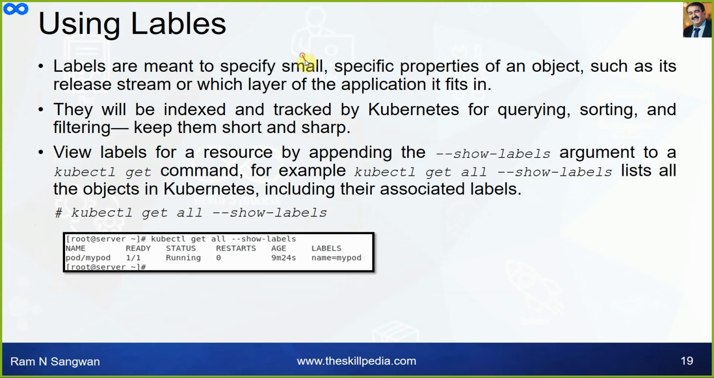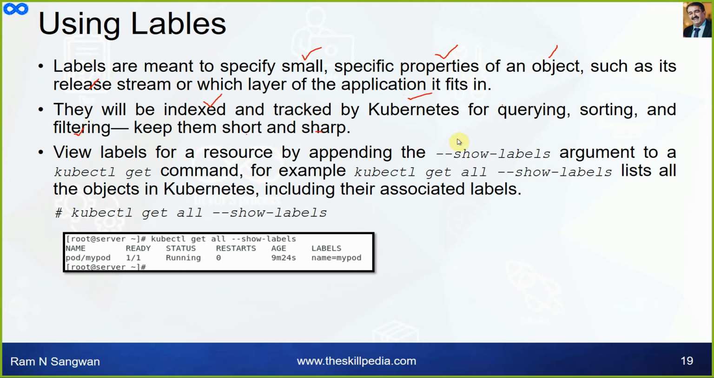Labels are meant to specify small specific properties of an object, such as its release stream or which layer of the application it fits in. They will be indexed and tracked by Kubernetes for querying, sorting, and filtering. Keep them short and sharp.